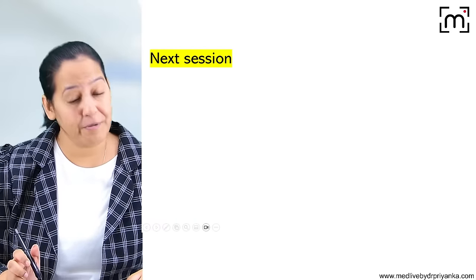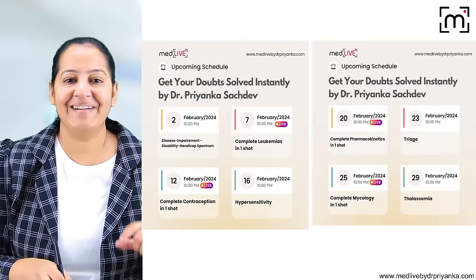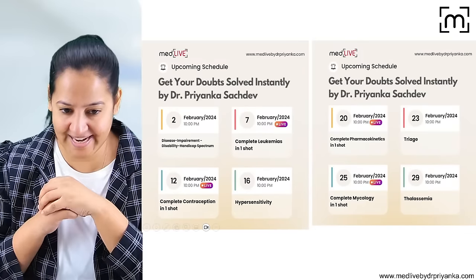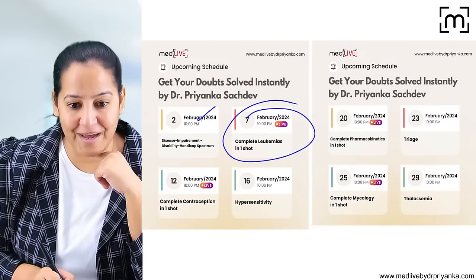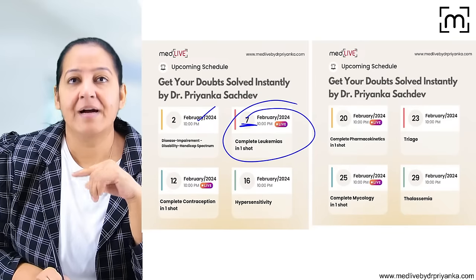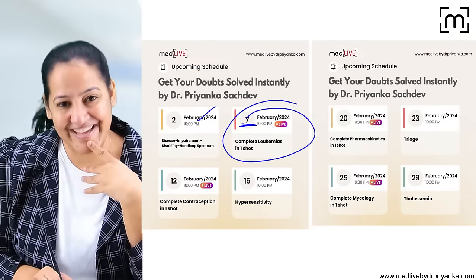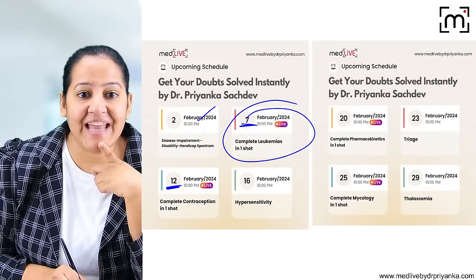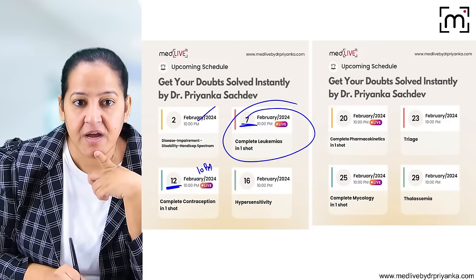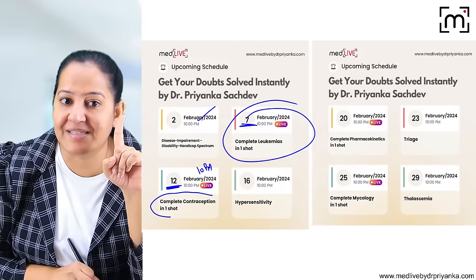What about the next sessions you have scheduled? Currently in February, we are having these 8 sessions. This one is already done, and today we have covered complete leukemia in one shot. Today is 7th of February. I guess after 12, it's already 8th. Anyways, on 12th of February, again the same timing, 10 p.m., complete contraceptive devices in one shot.